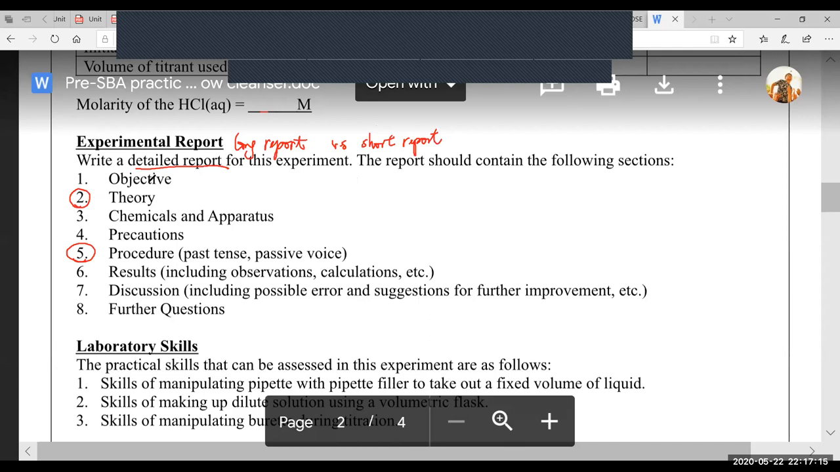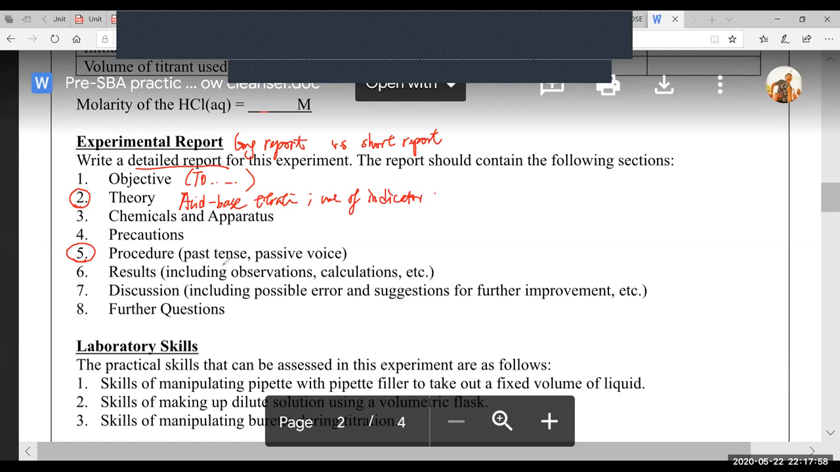Now you may see the objective, you may just copy. What is meant by objective? The purpose of the experiment is to blah blah blah, okay? And the theory: you talk about the theory behind the acid-base titration, right? And the use of indicator. Can you get the point? The acid-base titration, and the choice of indicator in different scenarios. Chemical apparatus, you may just copy. Precautions, besides having those listed, you may think of more.